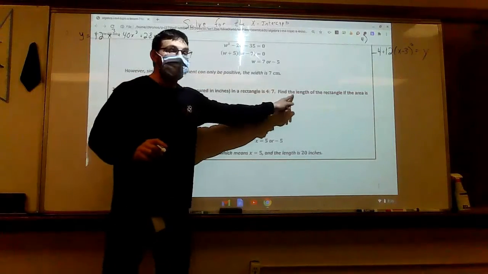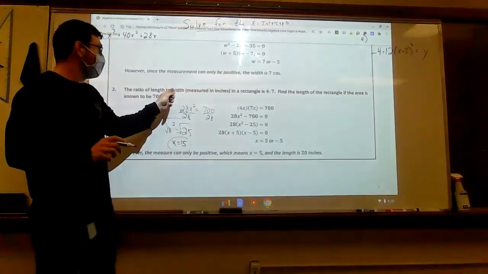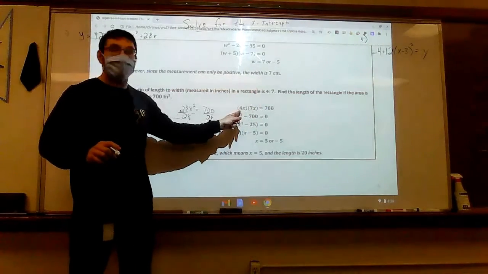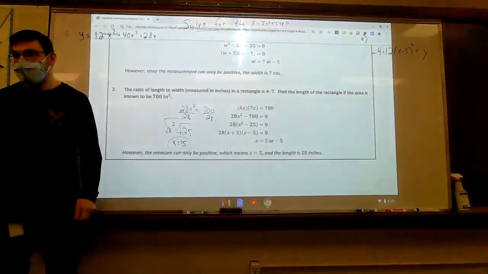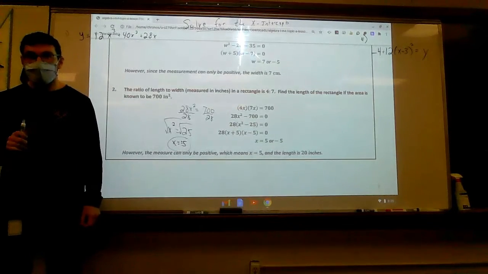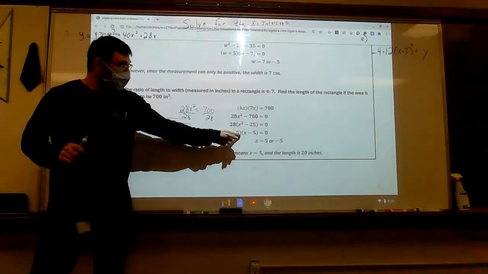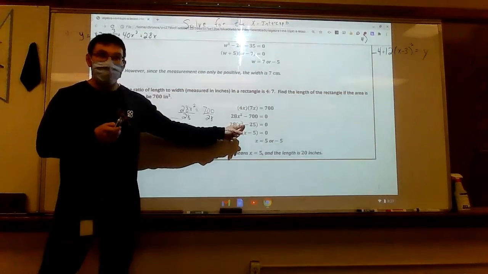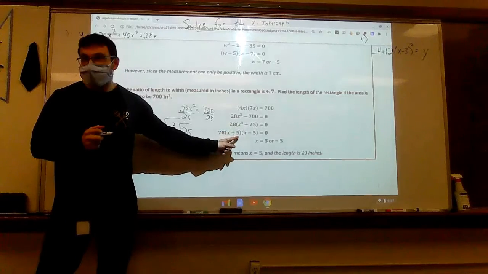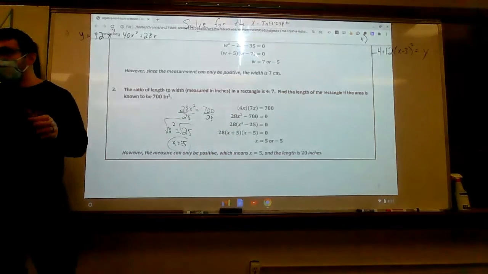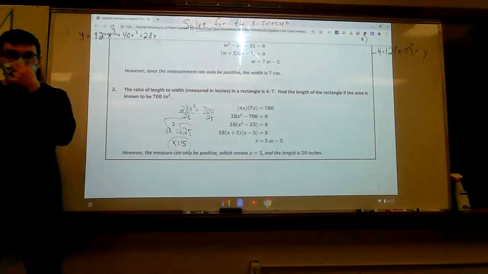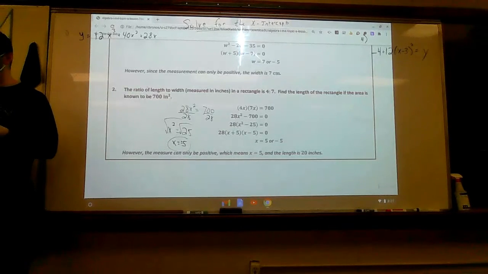So if my x is positive 5, that's not what it's asking. It's asking to find the length. The length is 4 to 7. Well, we know the length is 4x. So we do 4 times 5, which is how we get the 20 inches. Questions on that one? Could you have factored? Absolutely. That's what they did. There's no reason to. That's not the easiest way to do this. If there is no x term, use the square root method. Questions there?